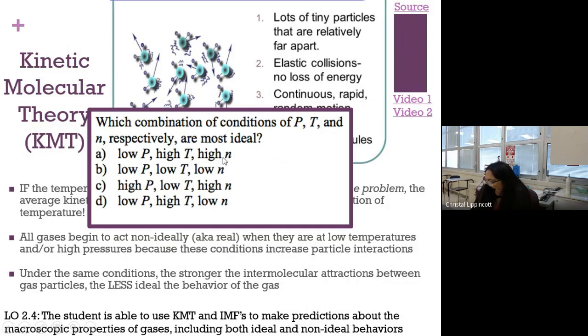N, remember, is moles. So high number of moles versus a low number of moles. Which one of these situations is going to be most ideal?